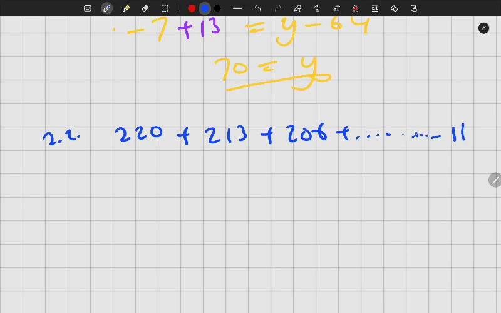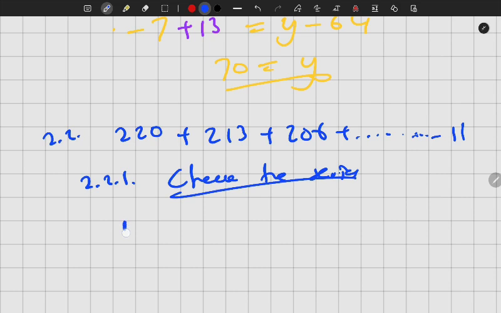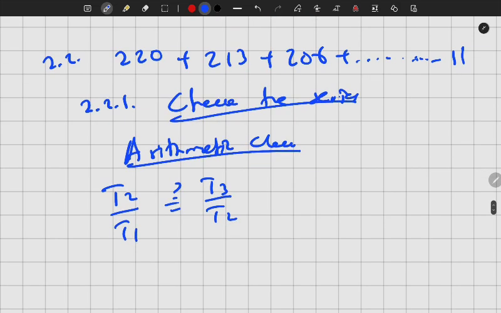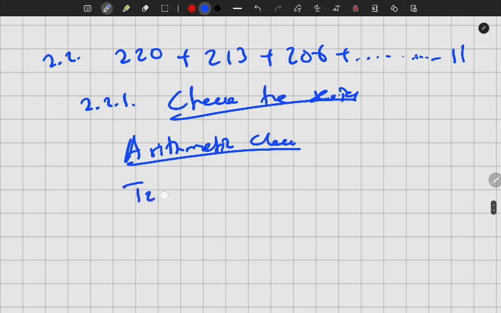So we don't know what this series is, right? So we must first check, is it arithmetic or geometric? Always we check. Let's start with arithmetic. For the arithmetic check, we want to check if T2 minus T1 is equal to T3 minus T2.